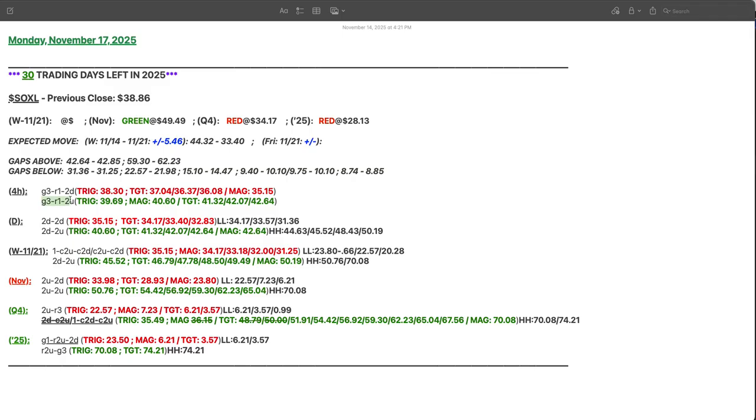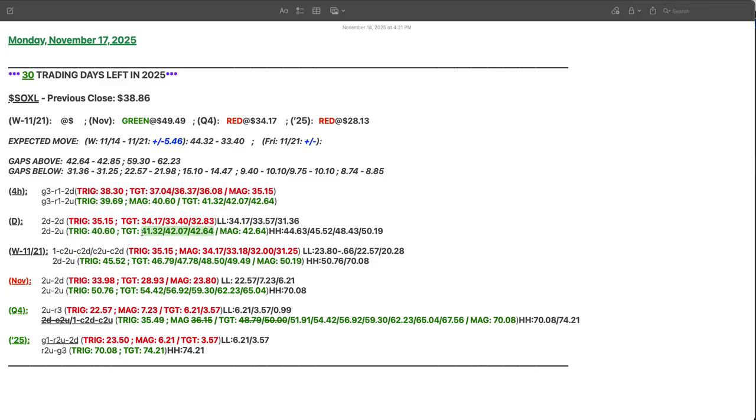Now, if we go to the upside, that gives us a 3-1-2 up. That would trigger at 39.69 with a magnitude of 40.60. So again, not a lot of magnitude on that move, but we do have some extended targets out here, right? Now on the day chart, if we go to the downside, it's just a 2 down continuation, triggering at 35.15, and we've got targets of 34.17, 33.40, and 32.83. Now, if we go to the upside, that gives us a 2 down, 2 up reversal. So we have a trigger and a magnitude. The trigger would be 40.60, but because we are in the face of a 1 hour, 4 hour, and daily downtrend, that magnitude of 42.64 might be a little hard to get to.